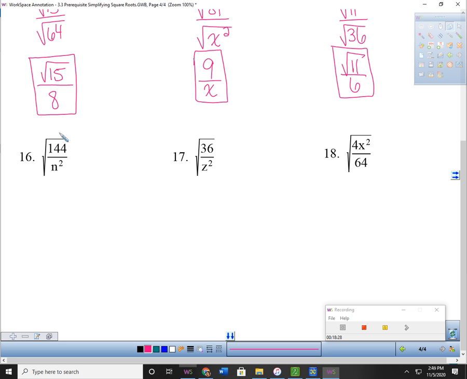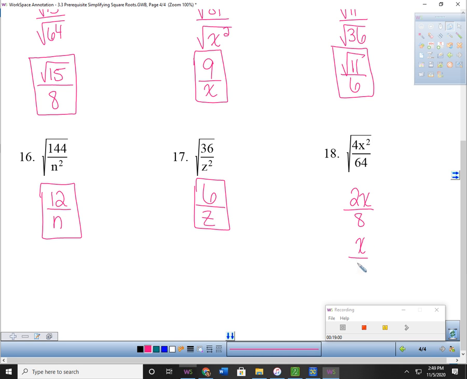Right. So if I do the same thing here, what's the square root of 144? And the square root of n squared is n. Square root of 36, square root of z squared, square root of 4x squared, square root of 64, but then you're going to have to reduce, which just gives you x over 4.